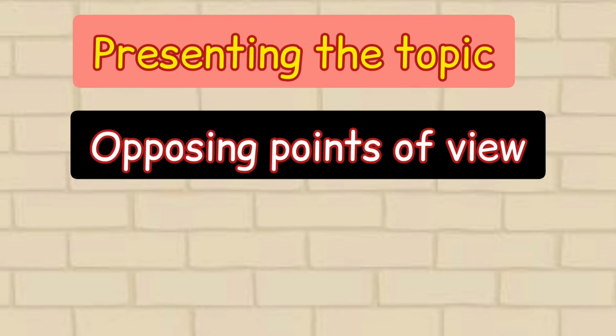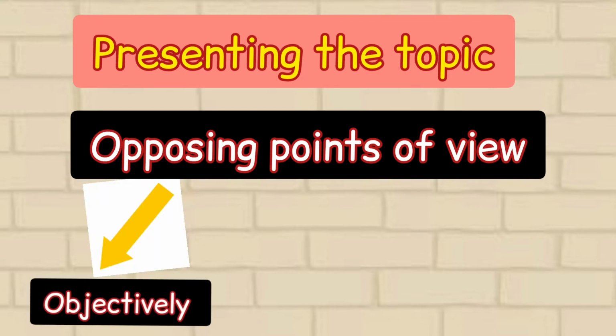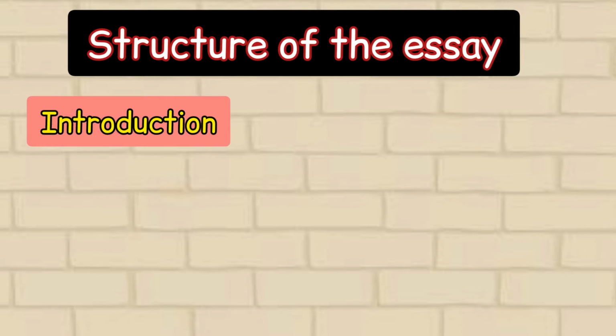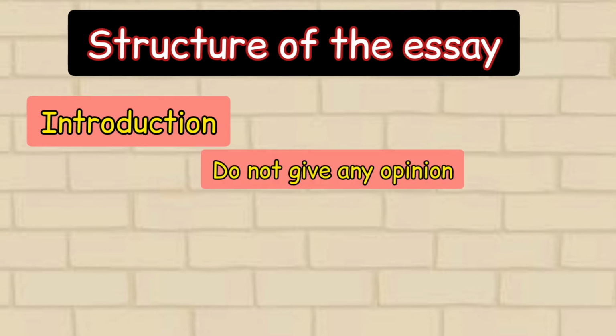How to present the topic? You are going to present the topic from opposing points of view, but objectively, in a balanced way. So we are going to avoid using adjectives as, for example, the best or this is better than the other, because we are going to present the topic in a balanced structure. What you are going to do in the introduction, you are not going to give your opinion. The opinion in this type of essay is included in the conclusion. Okay? So remember that, please.